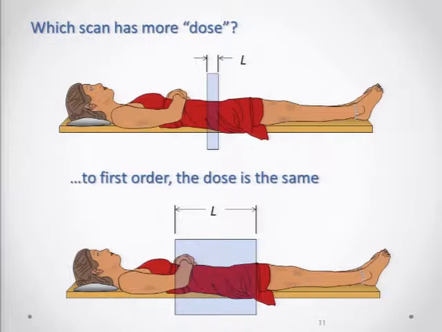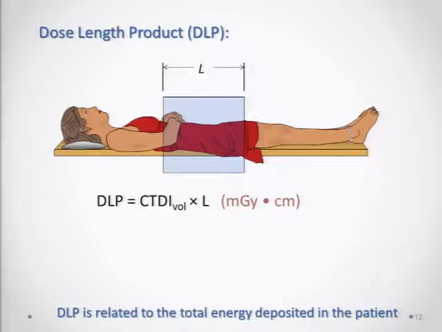Nevertheless, we know that there's more harm done if the same technique is applied in the bottom slide than it is in the top slide, a small degree of harm. And so that led to the dose length product, which is the CTDIvol multiplied by the scan length in centimeters, with the units of milligray-centimeter.